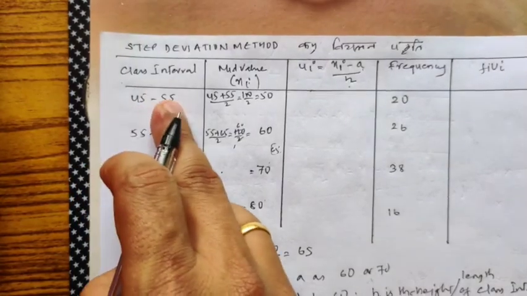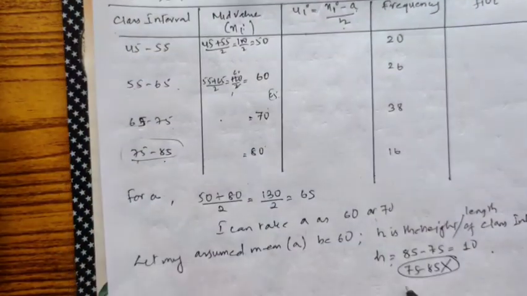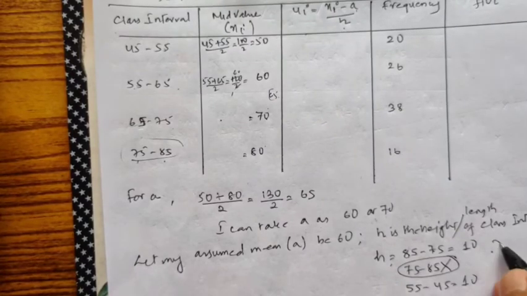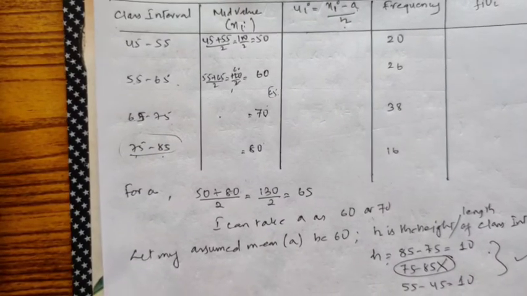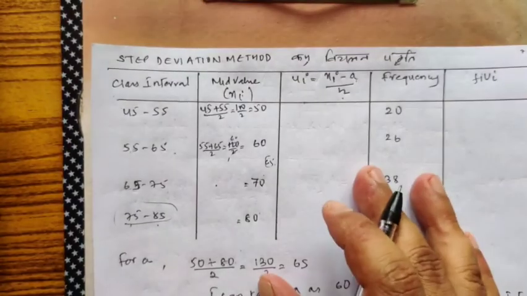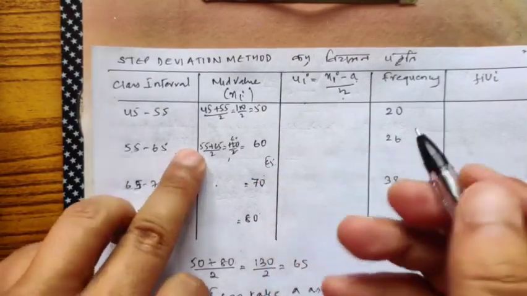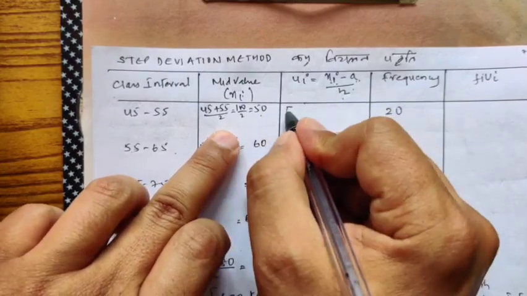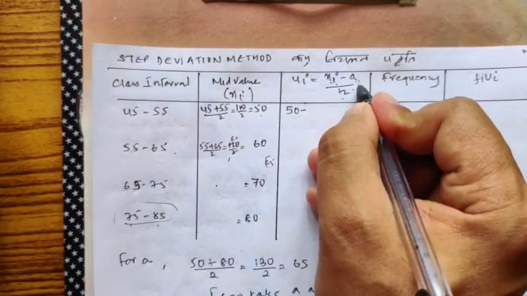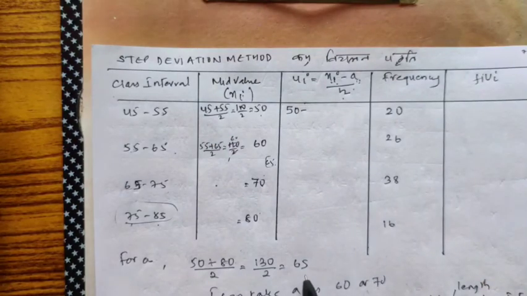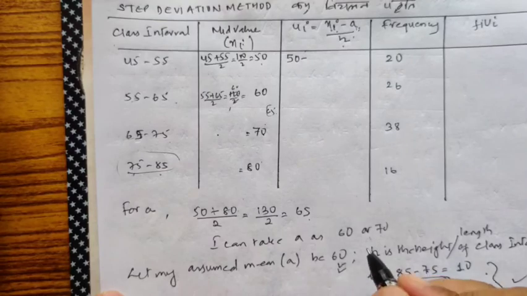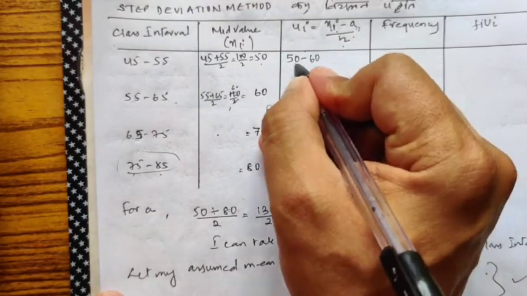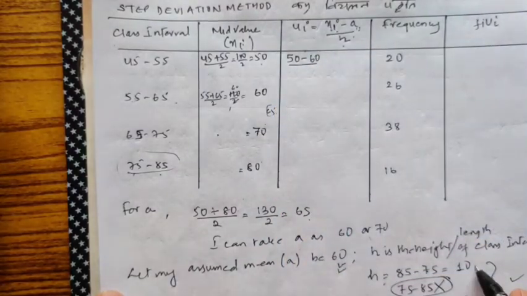If you want to write 45 and 55, if you take this class interval, how will you write? 55 minus 45 is 10. So you got h. So that means, let's find our ui. So ui will become what? xi minus a by h. What is your xi? 50 minus, what is our a? 60. 50 minus 60 by, what is our h? 10.